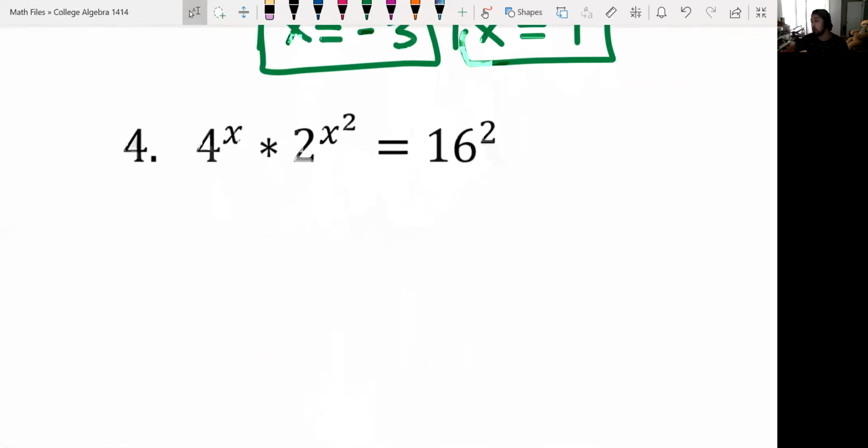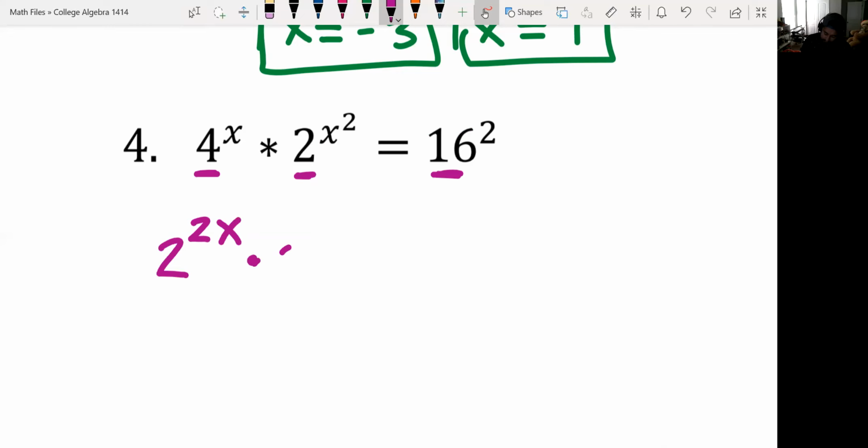4 to the x times 2 to the x squared equals 16 squared. All right, so we want to use that equality property, which means we need to get a single base on both sides. Well, lucky for us, 4, 2, and 16 all share a base of 2. So we can rewrite 4 to the x as 2 to the 2x. And then 2 to the x squared is perfect as it is. So we'll leave that as 2 to the x squared.